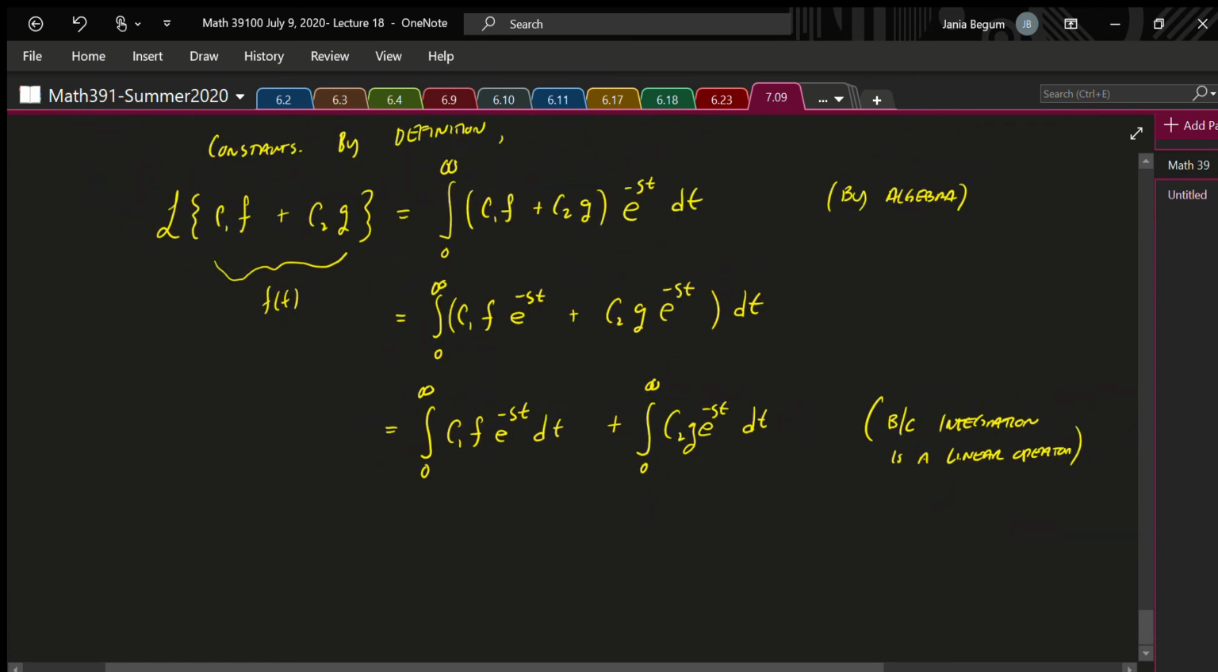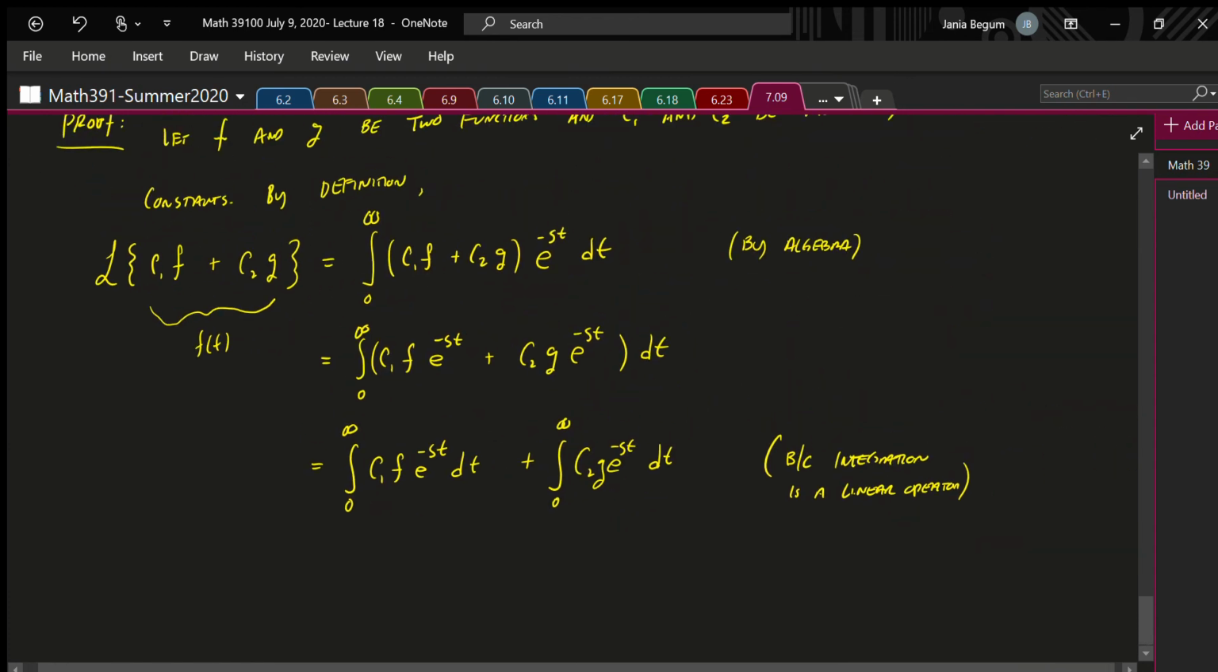Now, because it's a linear operator, I can also pull the constants out of the integration. So we have c1 integral from 0 to infinity f times e to the negative st dt plus, again I can pull out the second constant c2 integral from 0 to infinity g times e to the negative st dt. All of that is allowed because integration is a linear operator.